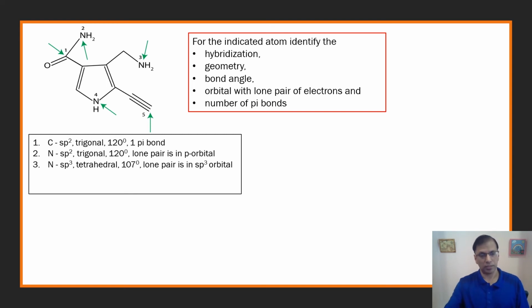Let's look at another atom, which is atom number 4 right here. It's nitrogen. In this case, this nitrogen is attached to hydrogen and then one carbon here and one carbon here. So the lone pair of electrons on nitrogen, since this carbon atom is a double bond, therefore the lone pair of electrons will be in the p orbital, so that there can be delocalization of electrons. And so this nitrogen is sp2 hybridized. It is planar, trigonal, and the bond angle is 120 degrees.